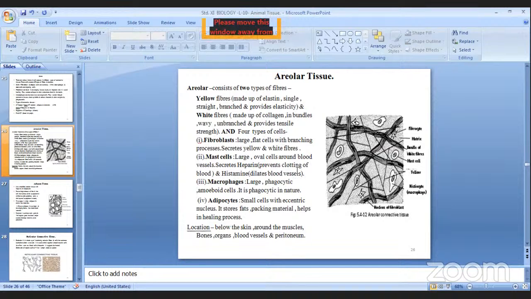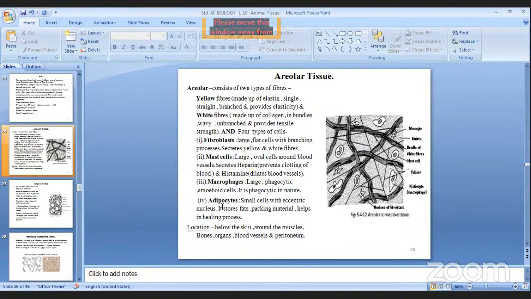So please do mention the function of that. What is the function of heparin and what is the function of histamine? Then comes the macrophages or phagocytic cells. They are large phagocytic amoeboid cells. See, they look like amoeba. They are amoeboid. Okay, and it is phagocytic in nature.